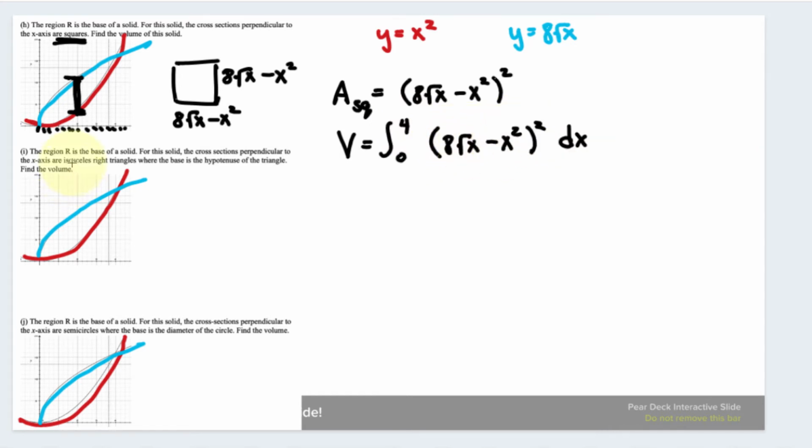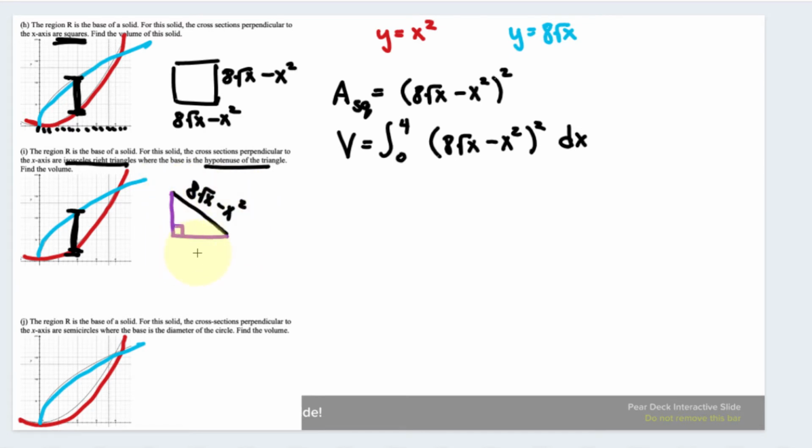Absolutely it. In this next one, it says for the solid, the cross-sections perpendicular to the x-axis are isosceles right triangles where the base is the hypotenuse of the triangle. So the hardest part of this one is to figure out what the area of the triangle is if you're given the hypotenuse. And this hypotenuse is going to correspond to this black part. So I'm going to have this isosceles triangle. I don't know what these two sides are, but I know that the black part is this length. And we found that that length is just top curve minus the bottom curve, 8 root x minus x squared.